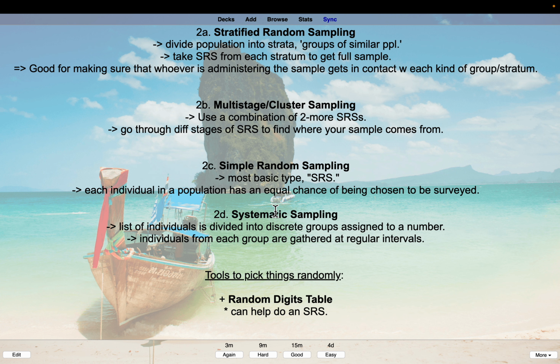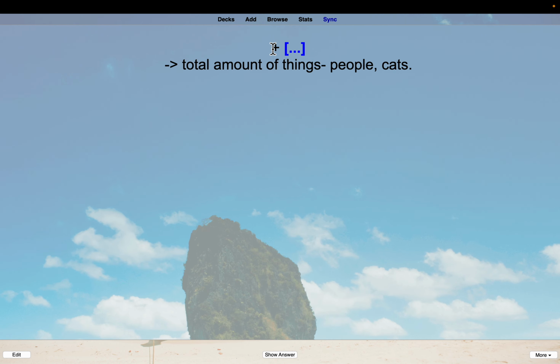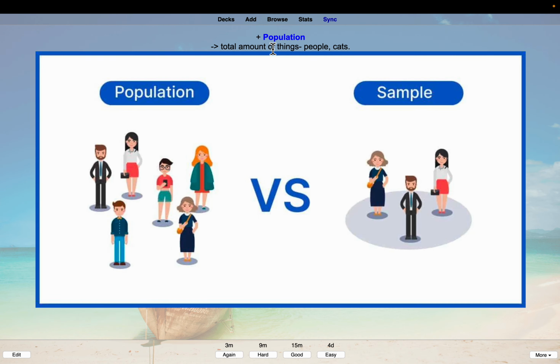2D systematic sampling, there's a list of individuals. They'd basically be divided into discrete groups and assigned a number. Individuals from each group are gathered at regular intervals. I can't explain more than that. Tools to pick things randomly, we have something called the RDT, or the random digits table. This can aid in performing simple random sampling. Blank is the total amount of things, people, cats, population.